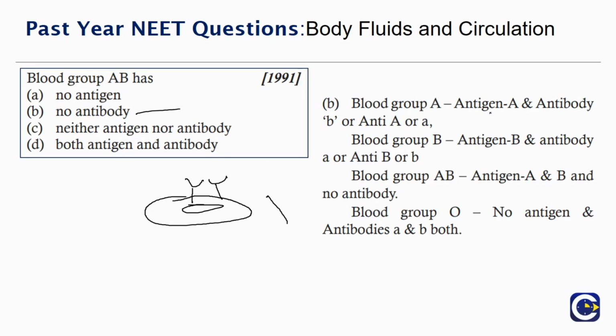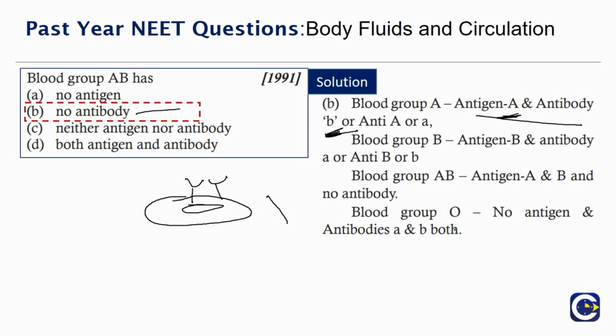Blood group A has antigen A and antibody B. So whichever we have on the surface, the exact opposite we have in the antibody. For blood group B, antigen B and antibody A. So the blood group AB has antigens A and B and no antibody. Blood group O has no antigen, and has antibodies. So the option is no antibody.